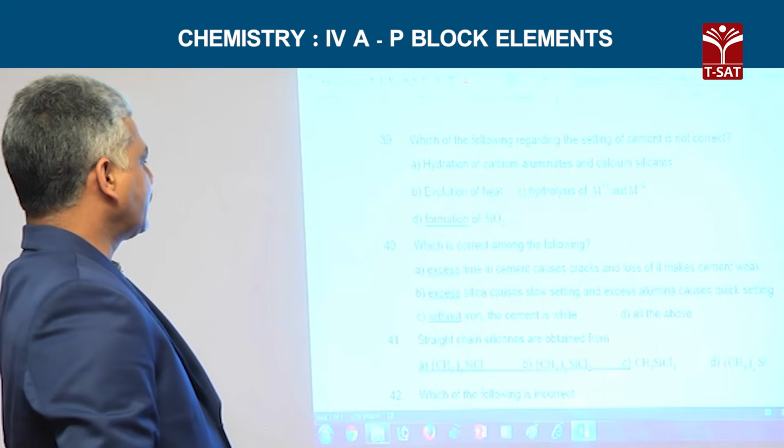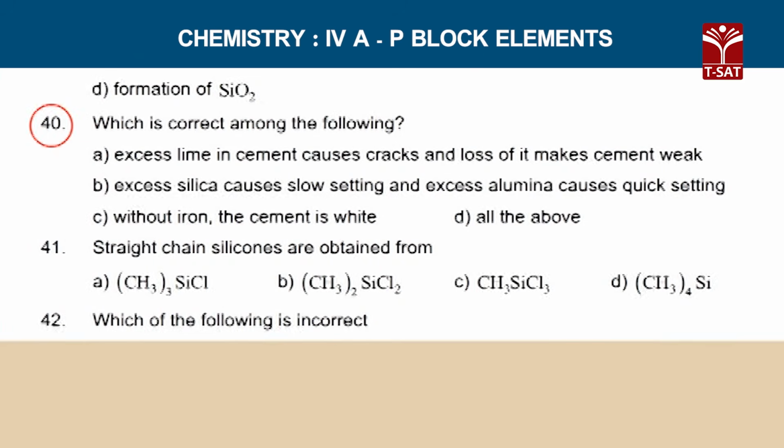40th question. Which is correct among the following? A. Excess lime in cement causes cracks and loss of it makes cement weak. Excess silica causes slow setting and excess alumina causes quick setting. Without iron, the cement is white. D. All the above. Correct option is D. All the above.